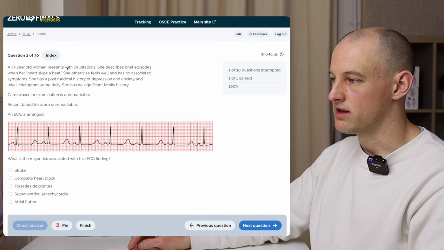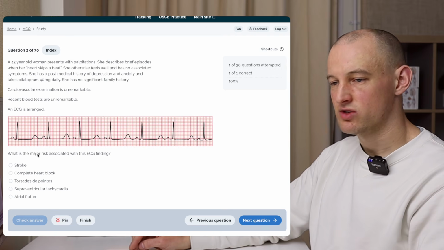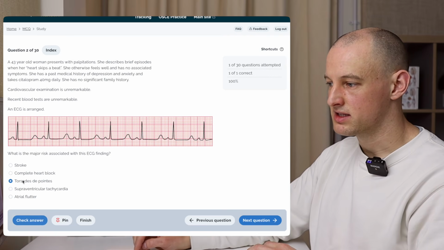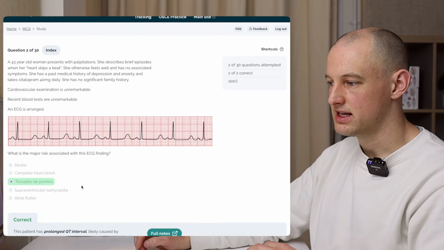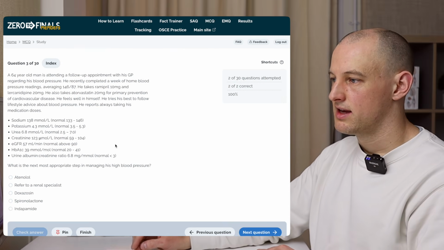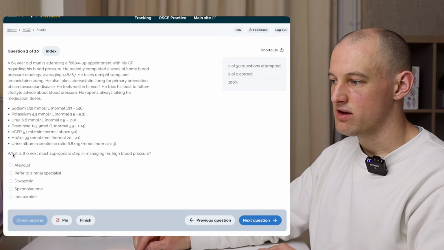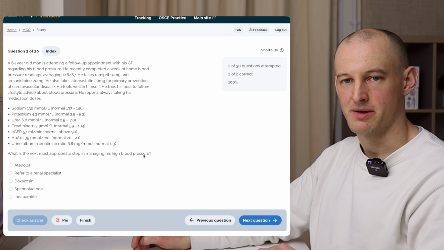So you read through this, but we know prolonged QT, and we just read it, and we know that it's Torsades de Pointes. So we check that. Super. Got that question right. Next, we've got a 64-year-old, so we go straight to here. What is the next most appropriate step in managing his high blood pressure?